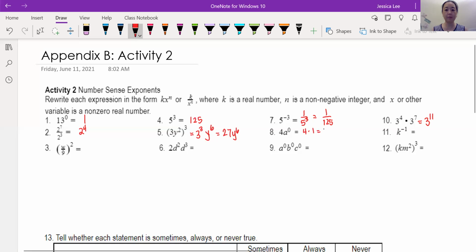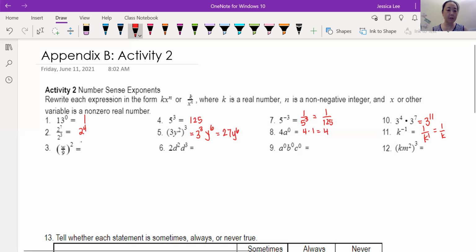So 4 times 1, which is just 4. And then k to the negative 1. Remember, it's just like 5 to the negative 3, right? So it's just going to be 1 over k to the 1 power. And we know that k to the 1 power is just k. So if you went straight to 1 over k, that's totally fine. You don't have to do that middle step. I just did that just to be very, very clear.